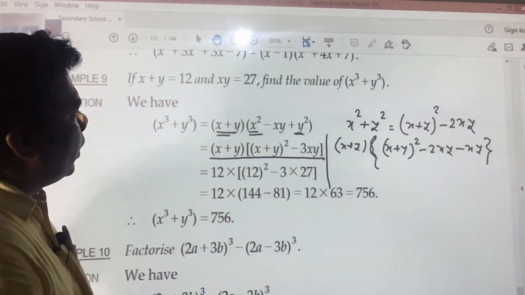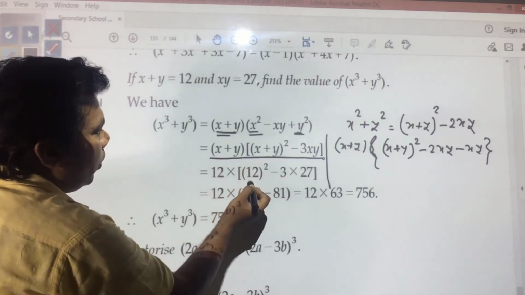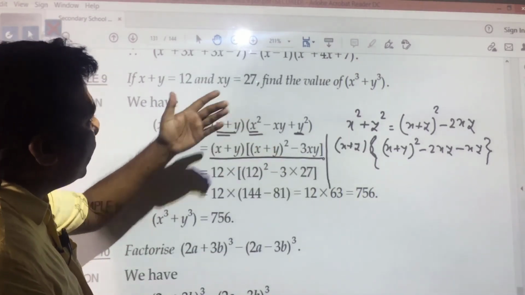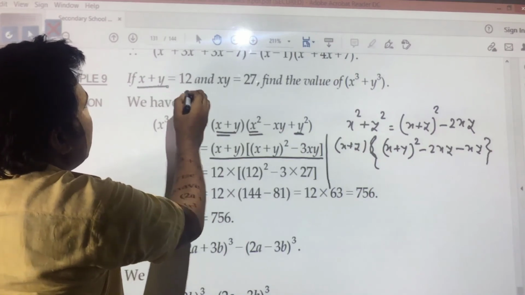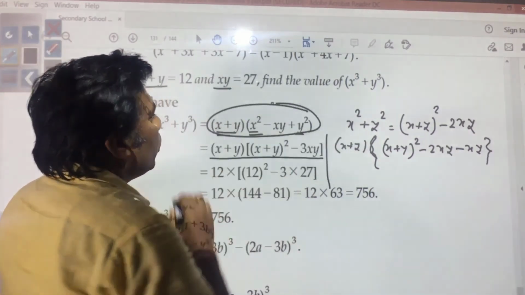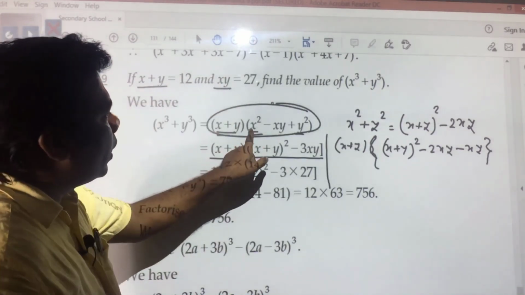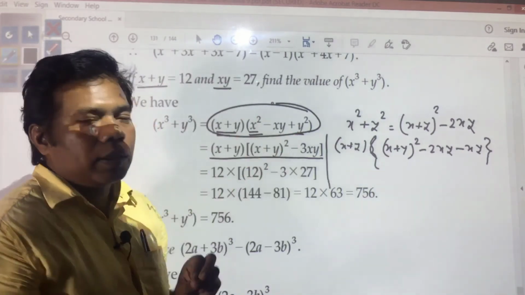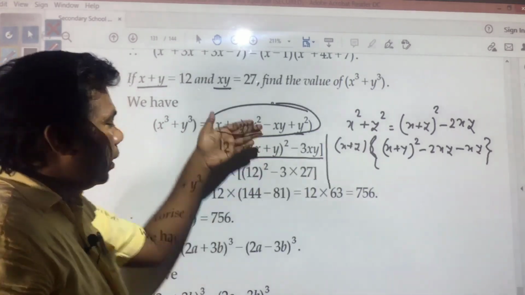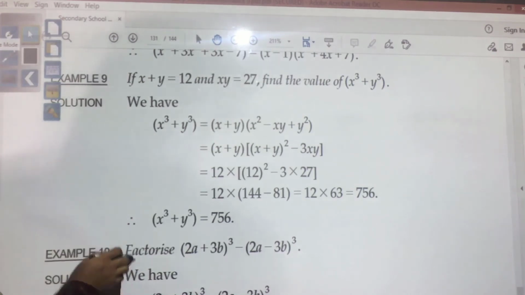Then you need to put in the values. x plus y we know, 12, and xy we know. And why has it been done? Because we have been given the values of x plus y and xy, and we could not put in the value in x square plus y square, and that is why it has been converted into x plus y. Then you need to put in the values and evaluate.